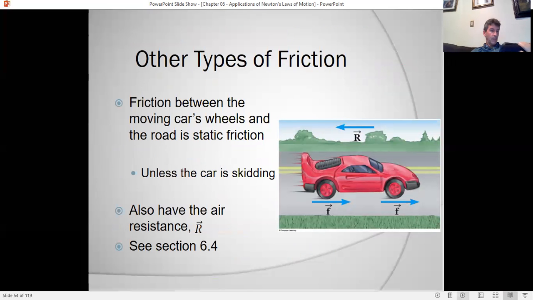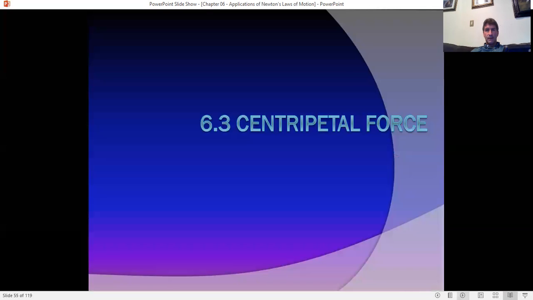All right. There are other types of friction. As we said before, we can also have drag, okay? Drag is due to any viscous medium, can be air, can be water, can be molasses, but we really don't do much of that here.